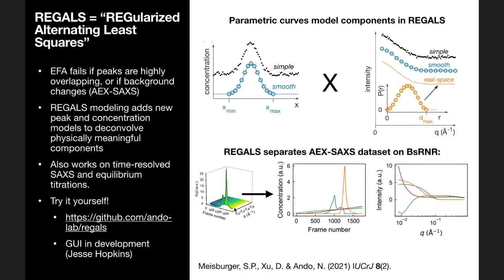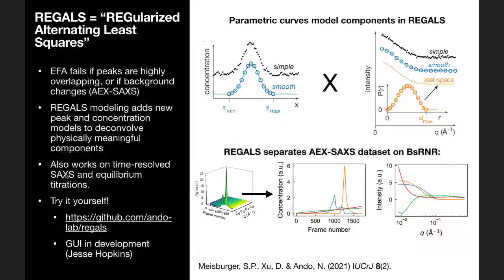The first example of this was to analyze the AEX-SAXS data set, where the constraint we imposed was that the buffer scattering components had to be very smooth. So they couldn't have any bumps in them. They had to be very smooth lines. And just with that restraint alone, we're able to deconvolve the data set. So we didn't have to restrain the SAXS profiles at all.